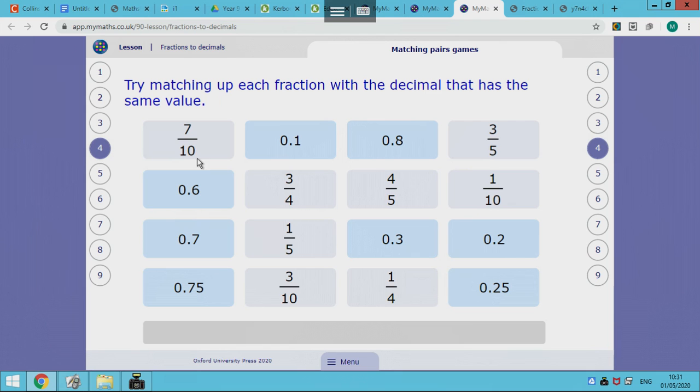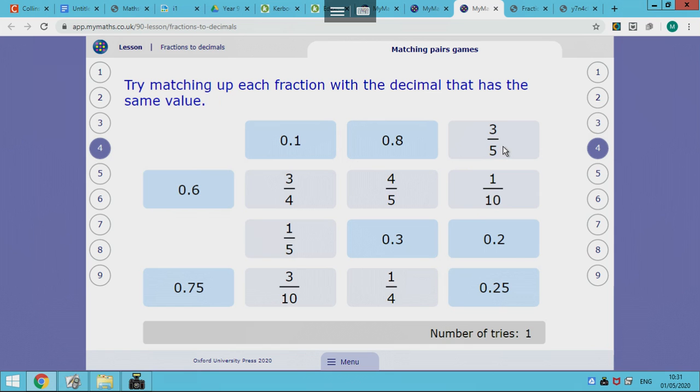No, they're not going to do it for me today. That's fine. Doesn't matter really. So 7/10 and 0.7. Oh, I just have to click them, not drag them. Right, okay, lovely. So they're matched up together, perfect. Let's have a look at the next fraction.